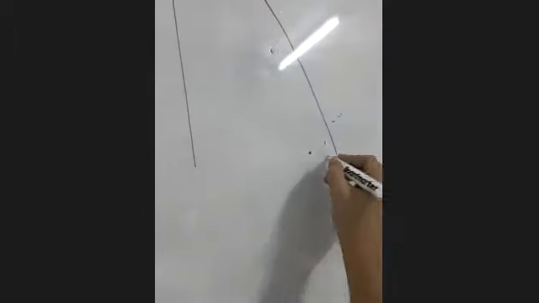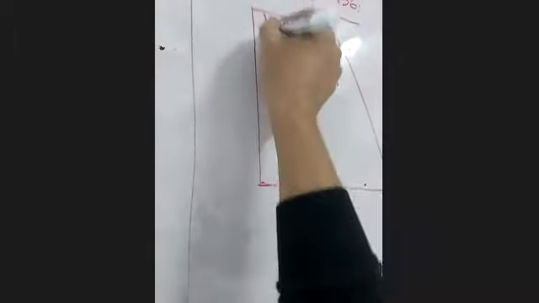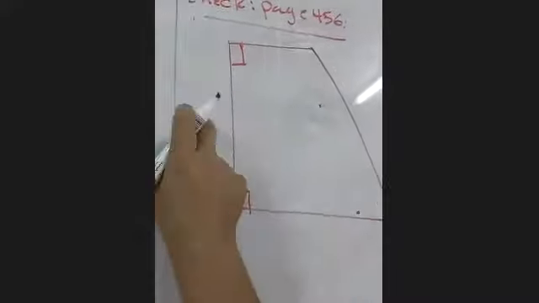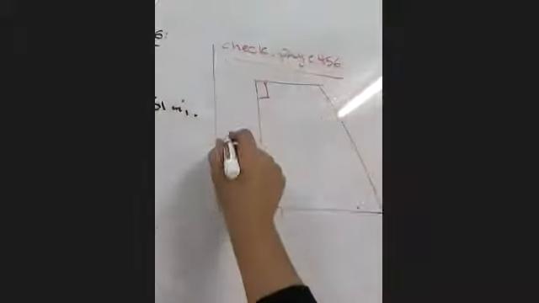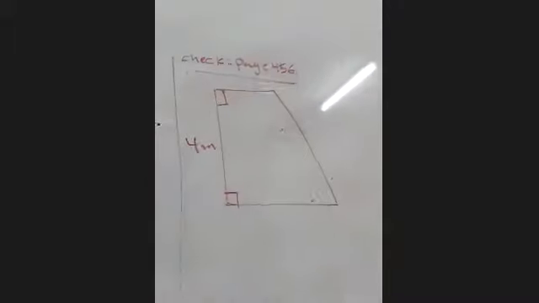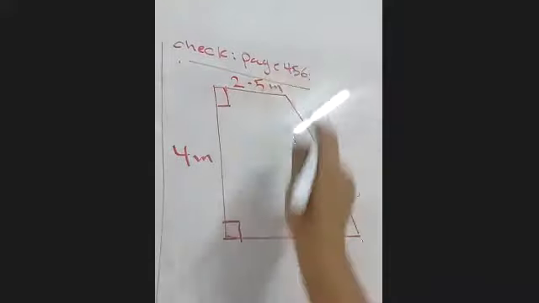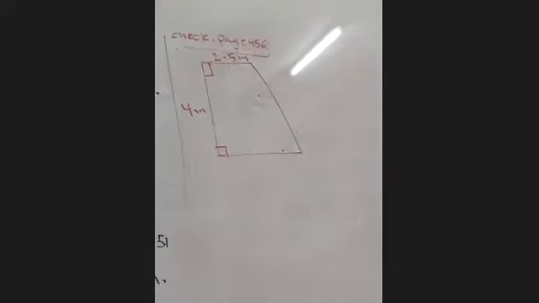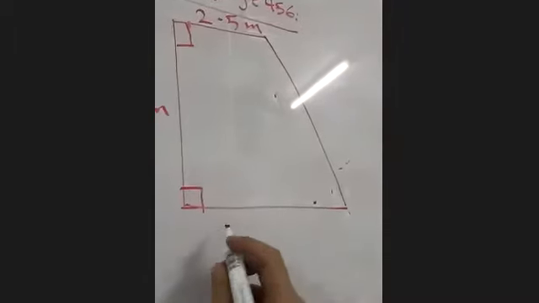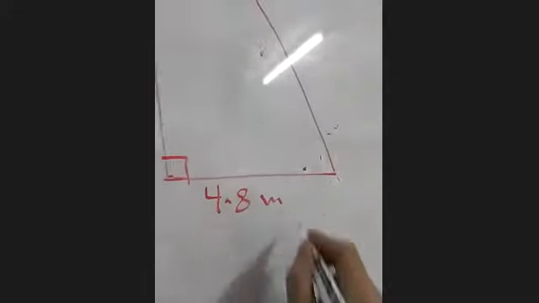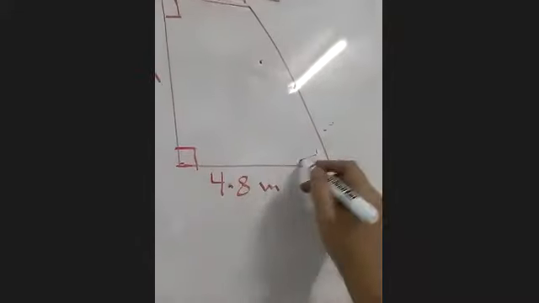Something like this. And here they put the right angle, here and here. It means this one is the height. Here we have 4 meters, and up we have 2.5 meters. Down here we have 4.8 meters. Okay. Now we need to find the area of this driveway.